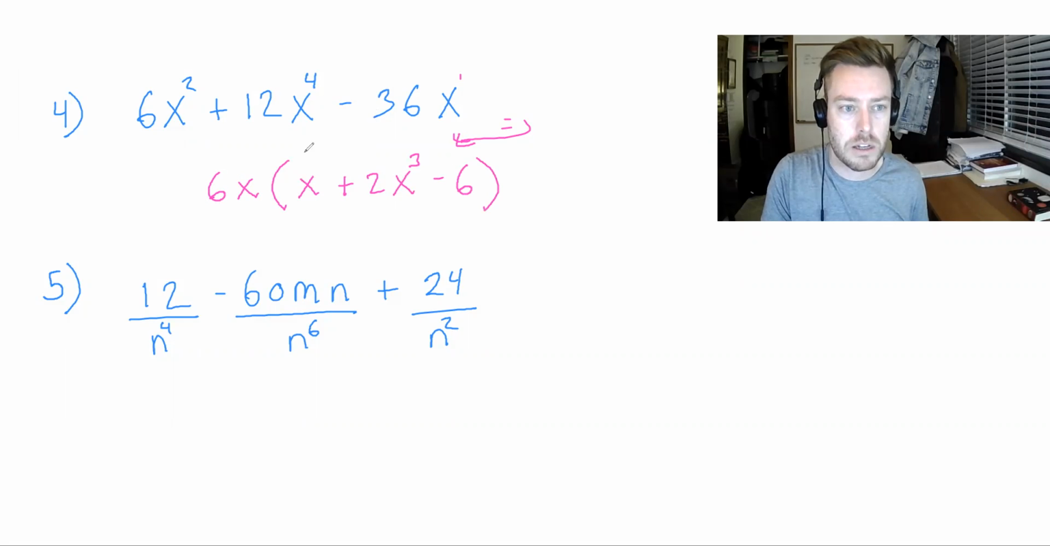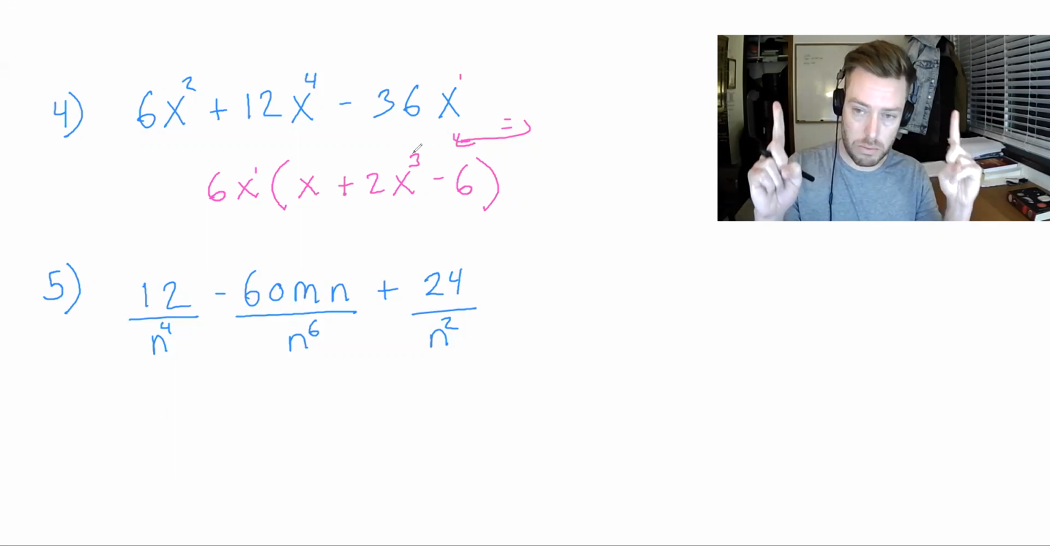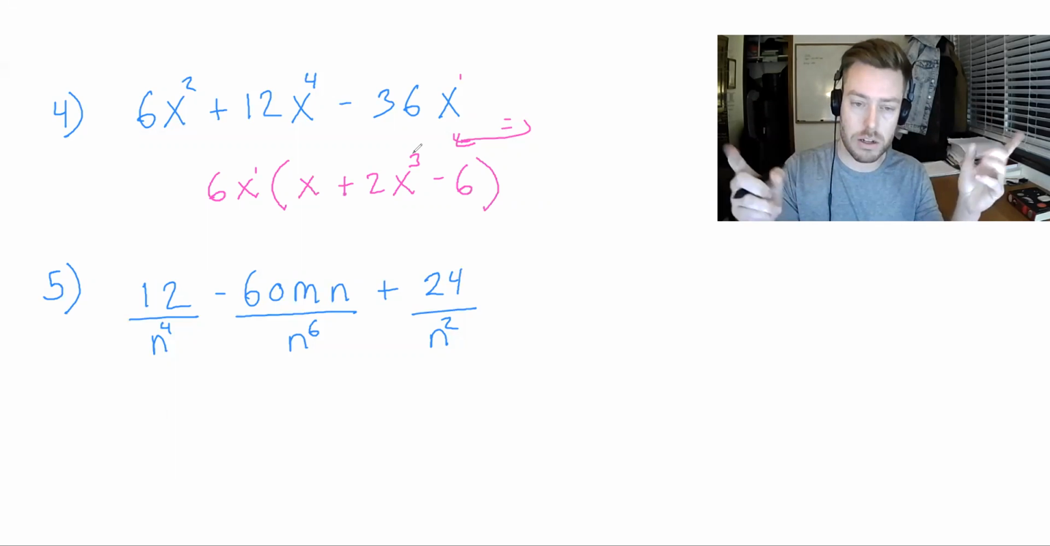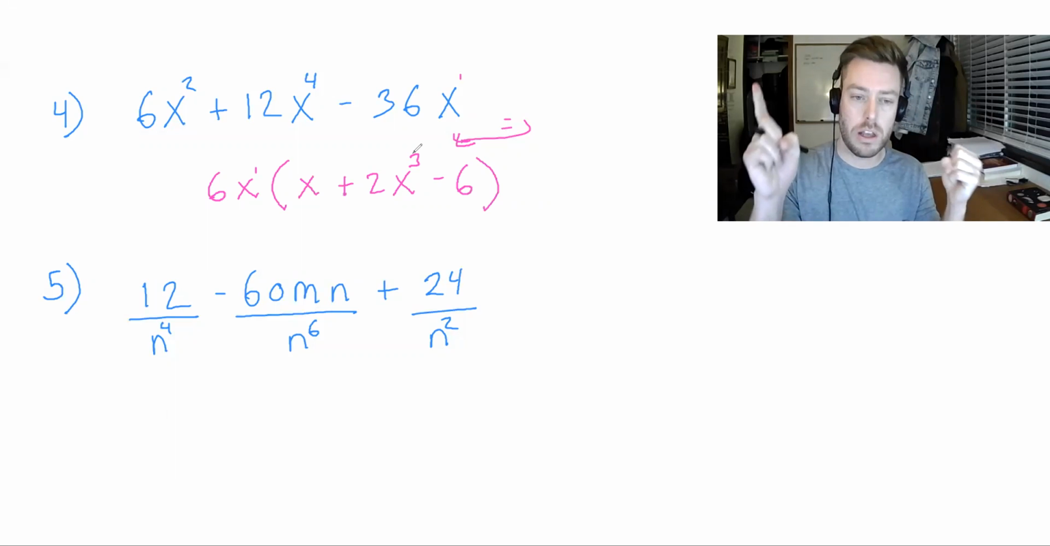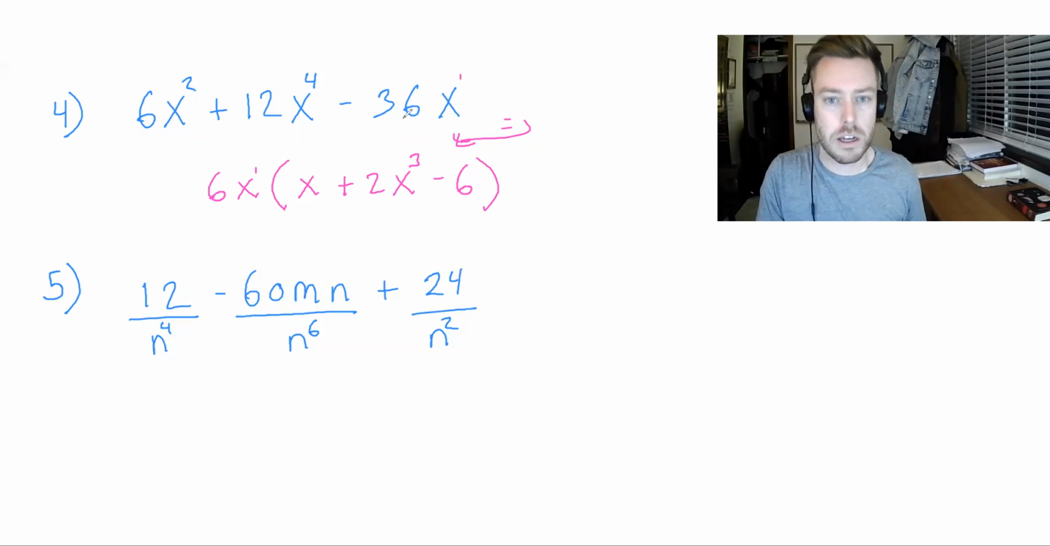So 6x times x, 6x squared, 6x times 2x cubed, 6 times 2 is 12. X, which is to the 1, times x to the third. Whenever you multiply variables that have the same base, you add the exponents together, as long as they're the same base, so they're both x's, therefore 1 plus 3 is equal to 4. So last one, 6x to the 1 times negative 6, so you're going to get a negative 6 times 6, which is negative 36 times x, negative 36x.